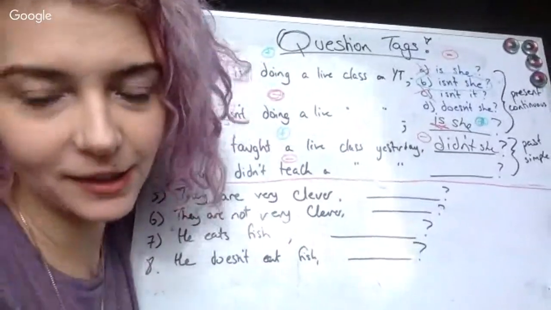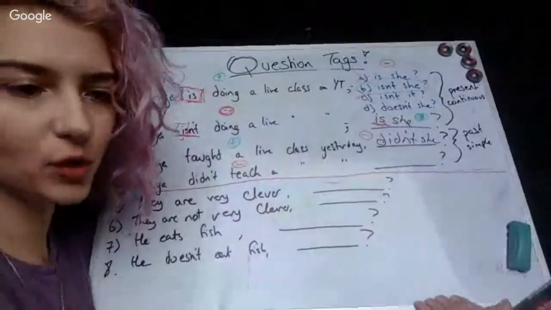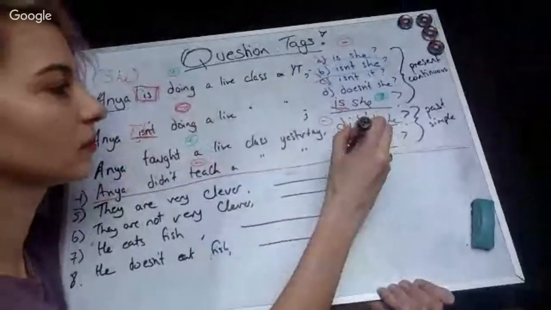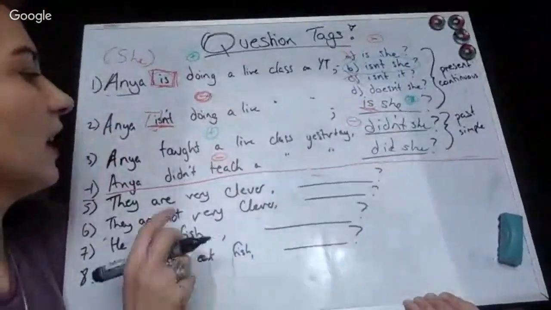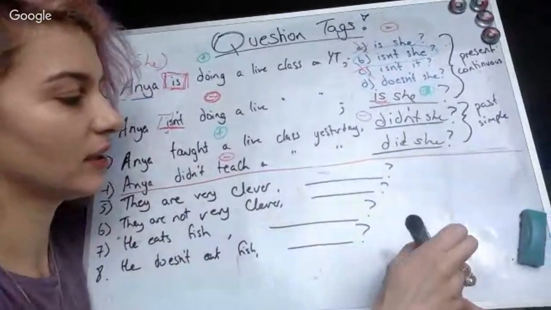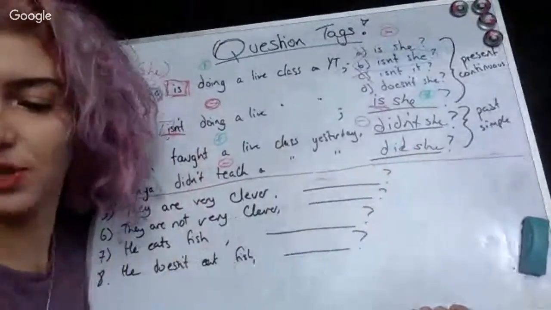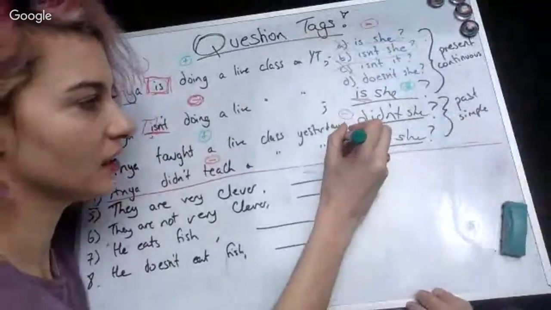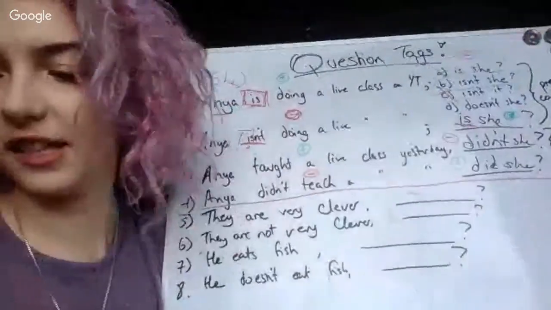Okay, good. Yeah, you got it. Okay, excellent. Yeah, and so the answer is, as some of you correctly stated, the answer is, did she? Okay, Anya didn't teach a live class yesterday, did she? Okay, so again, we've got a negative sentence in the first part and a positive question tag in the past because we're using the past simple tense. Excellent. Yeah, you guys are fast learners. You know your stuff. Okay.